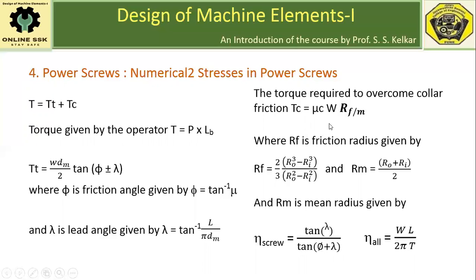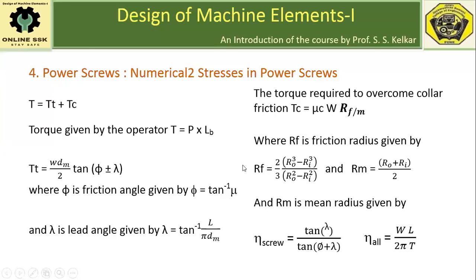friction radius or mean radius, which is required to be taken into account according to the theory which is required to be employed. If you want to employ maximum pressure theory, then you have to use Rf, the friction radius, given by 2/3 of Ro cube minus Ri cube divided by Ro square minus Ri square, wherein Ro and Ri are representing the equivalent outer and inner radius of the friction collar. If you want to employ uniform wear theory, then you have to use Rm, the mean radius, which is given by Ro plus Ri divided by 2.